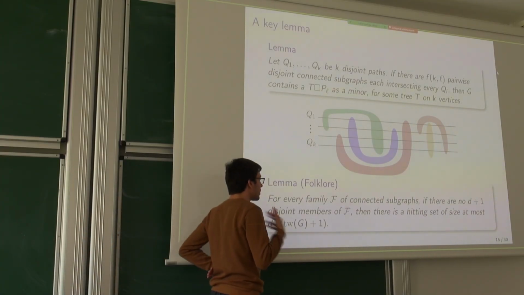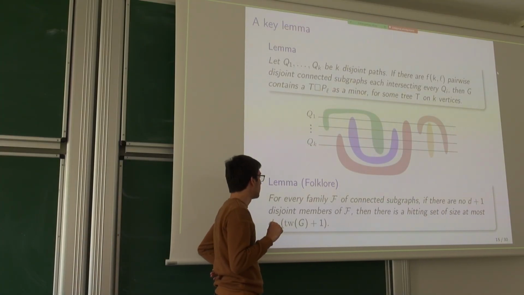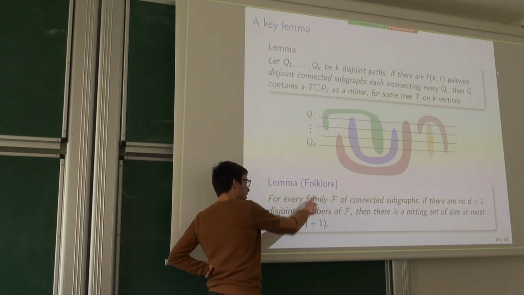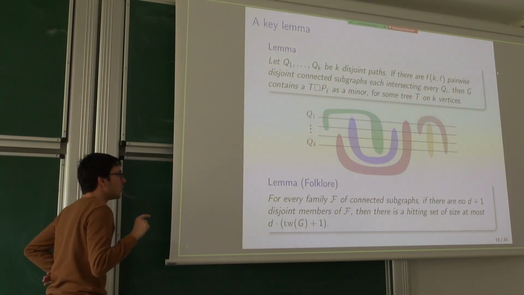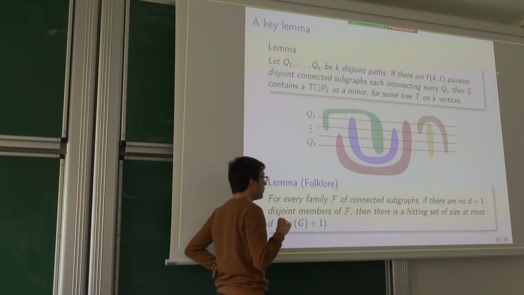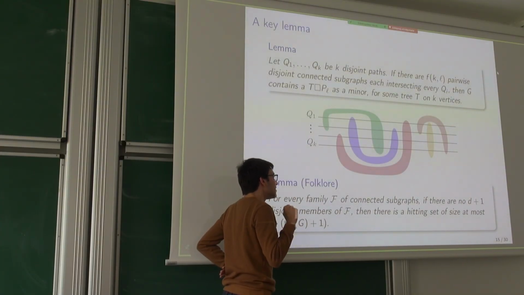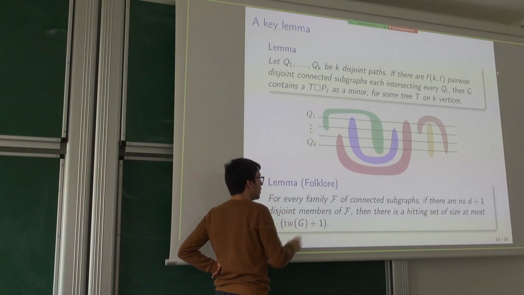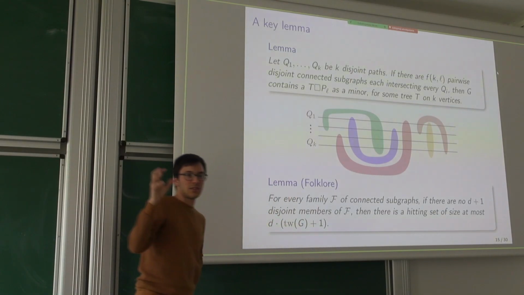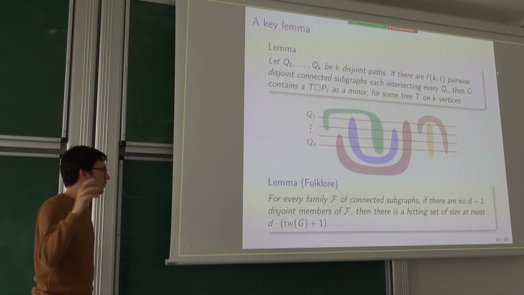is the generalization of Helly property for trees. And it says the following: for every family F of connected subgraphs of my graph G, if there are no d plus 1 disjoint members of F for any integer d, then there is a hitting set of size at most d times treewidth of G plus 1 for F. What is a hitting set? It's just a set of vertices that intersect every member of F.